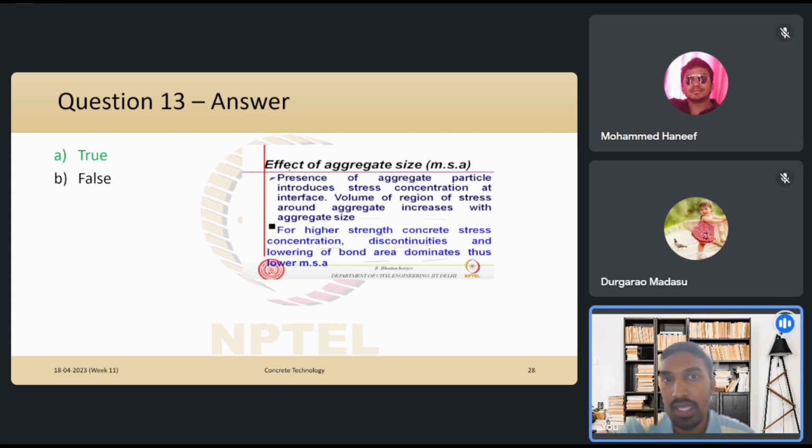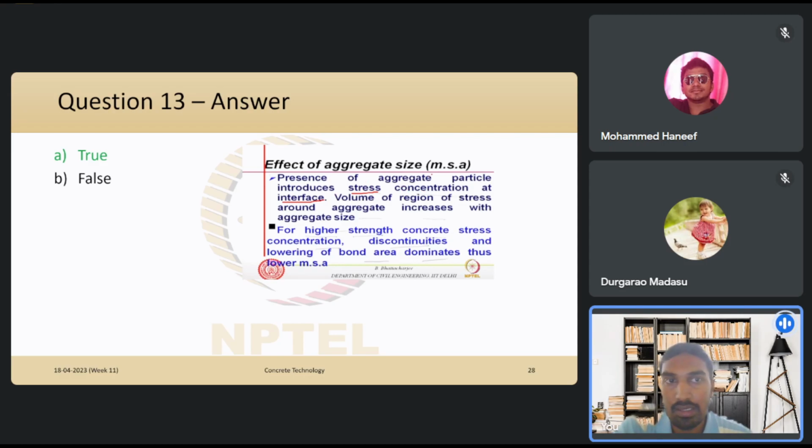So what is the effect of the aggregate size? When you have aggregates, there will be stress concentration occurring at the interface between the aggregates and the gel, right? We looked at this in normal strength concrete, where it fails. We looked at three different phases: one is the aggregate, then the gel, and also the ITZ, the interfacial transition zone, right? The cracks will be propagating through that, because that is the weaker area, since in that area there will be stress concentration occurring.